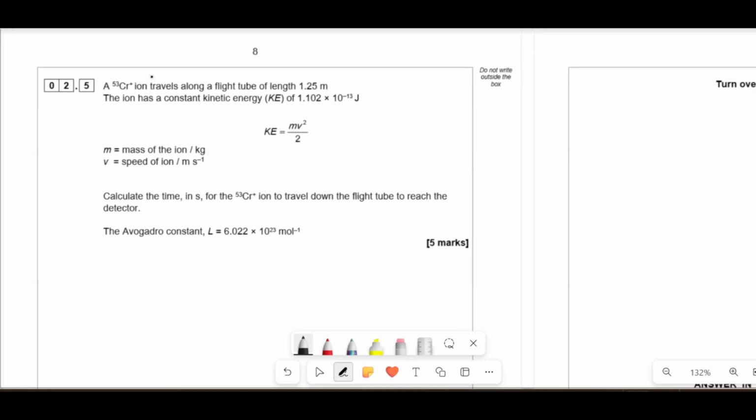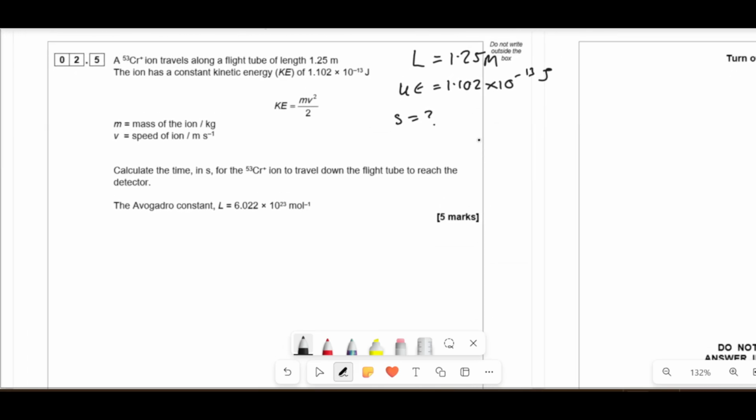It says, a 53Cr³⁺ ion travels along a flight tube of length 1.25 meters. It has a constant kinetic energy of 1.102 × 10⁻¹³ joules. And then they've given you the formula, KE = ½mv². Then it says, calculate the time in seconds for this ion to travel down the flight tube to reach the detector, and they've given you the Avogadro constant. So the link here is it's going to be our velocity, which we're then going to use with the length to find our time.